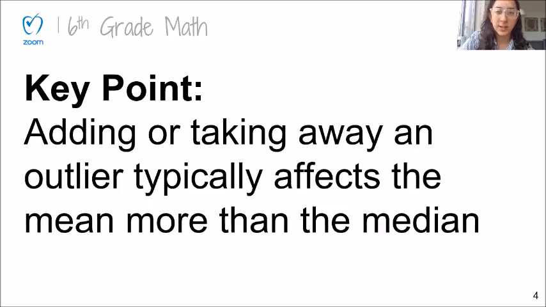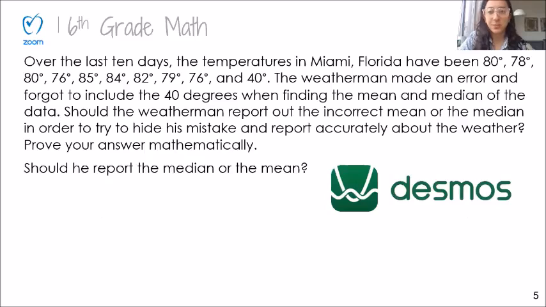We saw that through one example. Now we're going to apply it to another example to see it in action even more. We're going to read this interaction with new material together. It says, over the last 10 days, the temperatures in Miami, Florida have been 80 degrees, 78 degrees, 80 degrees, 76, 85, 84, 82, 79, 76, and 40 degrees.